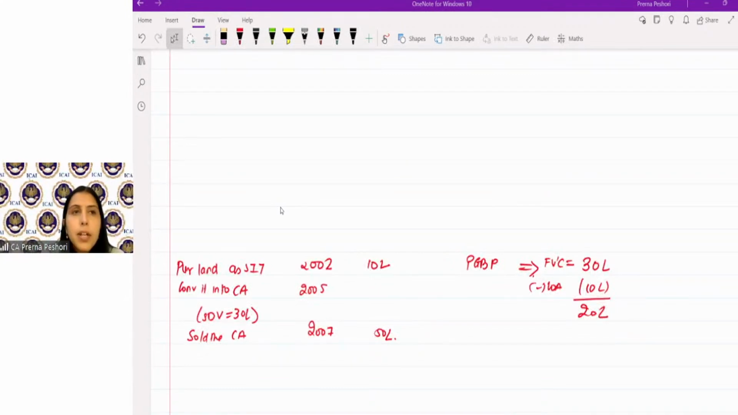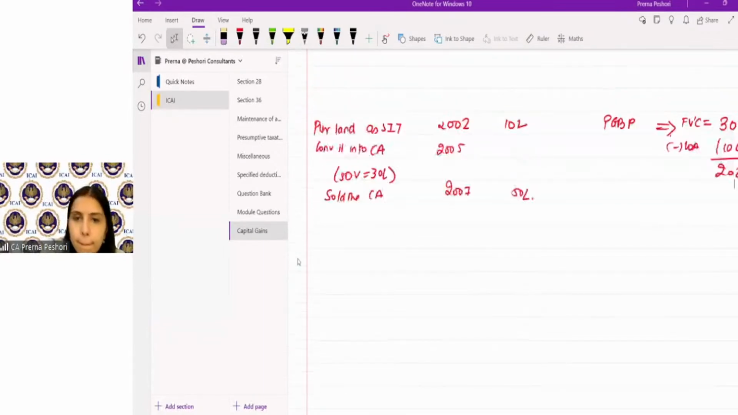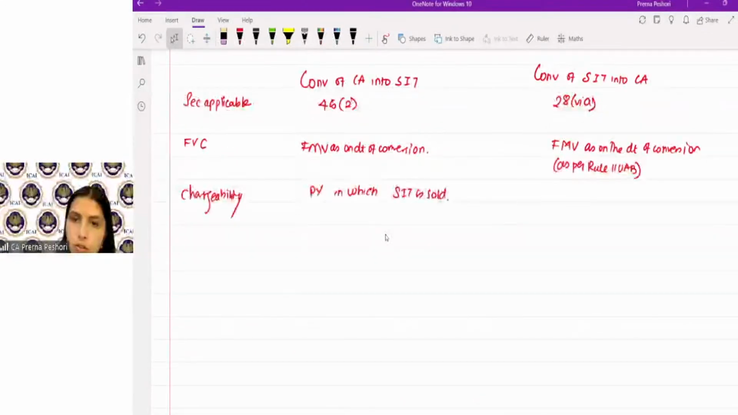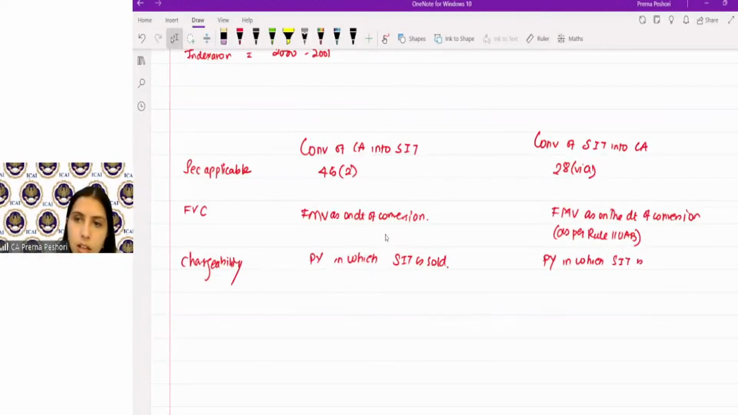Yes, correct, Dilip. In the year of the conversion. The chargeability will arise in the year of the conversion. Are we clear? So here, this will be in the year of conversion in which stock in trade is converted. Are we clear? Clear?